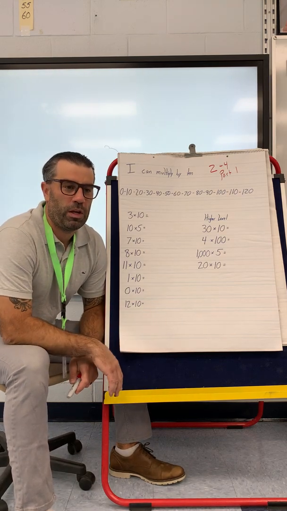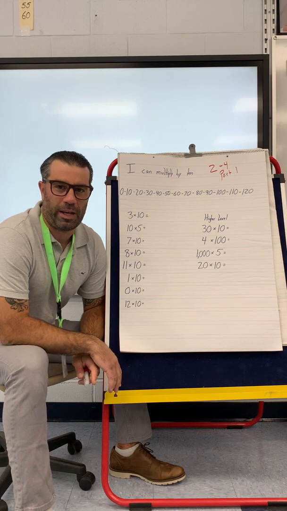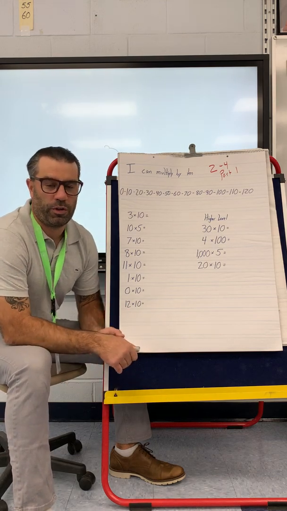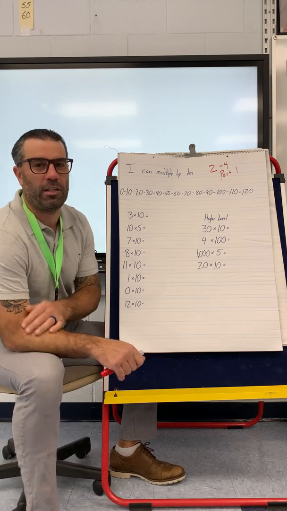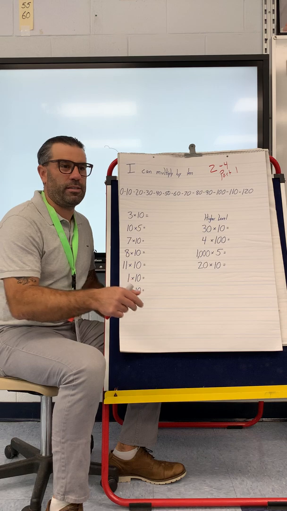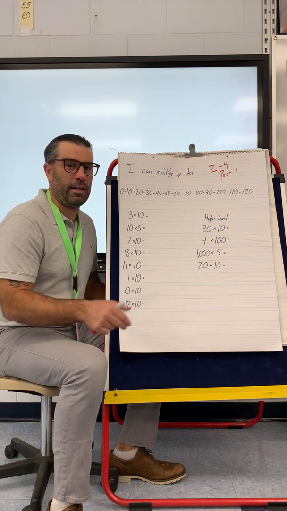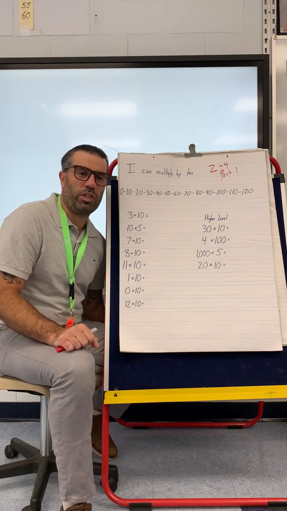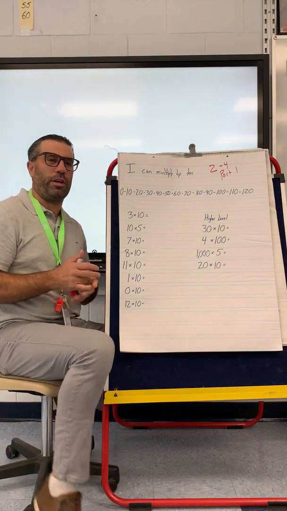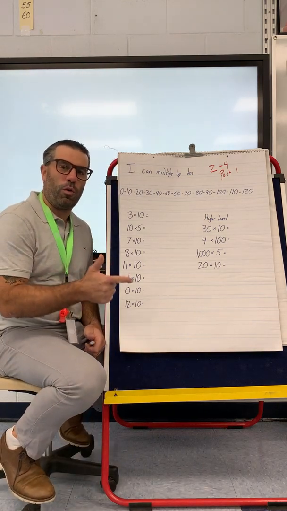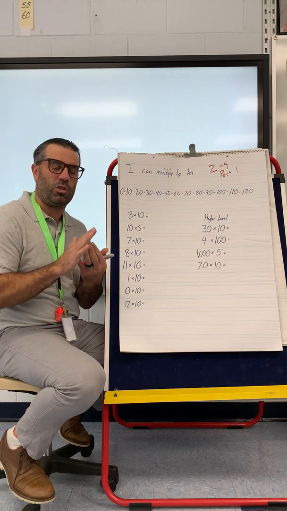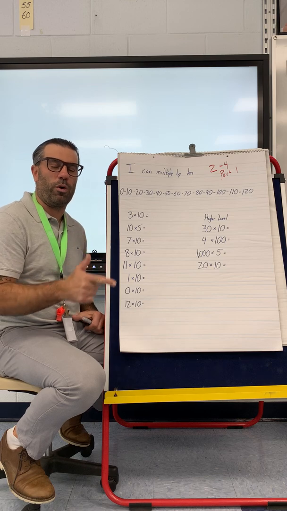So quick review. We learned our zero property. Anything times 0 is 0. We learned our ones property. Anything times 1 is itself. So 7 times 1, 7. 8 times 1, 8. We learned our twos. We counted up to 24. Skip count with me. Ready? Make sure you use your fingers to keep track. 2, 4, 6, 8, 10, 12, 14, 16, 18, 20, 22, 24.